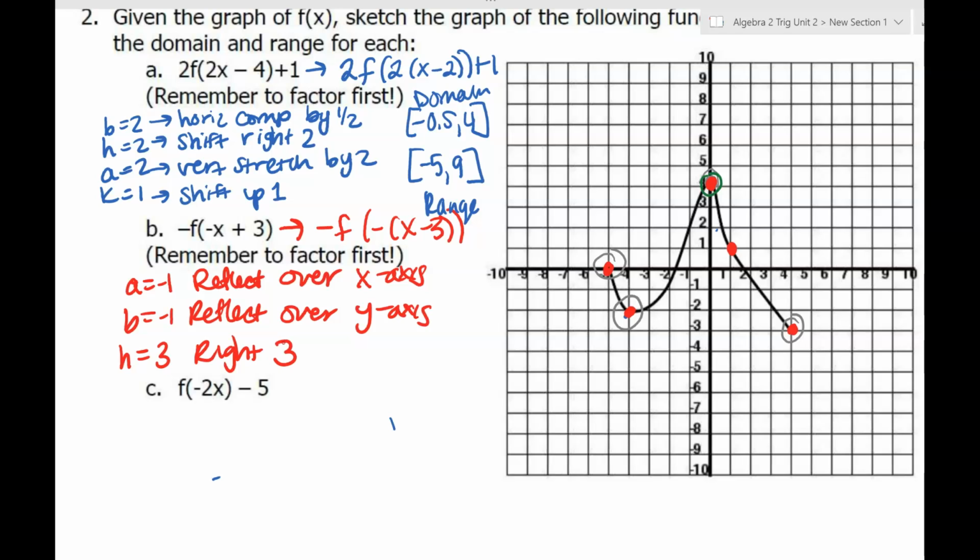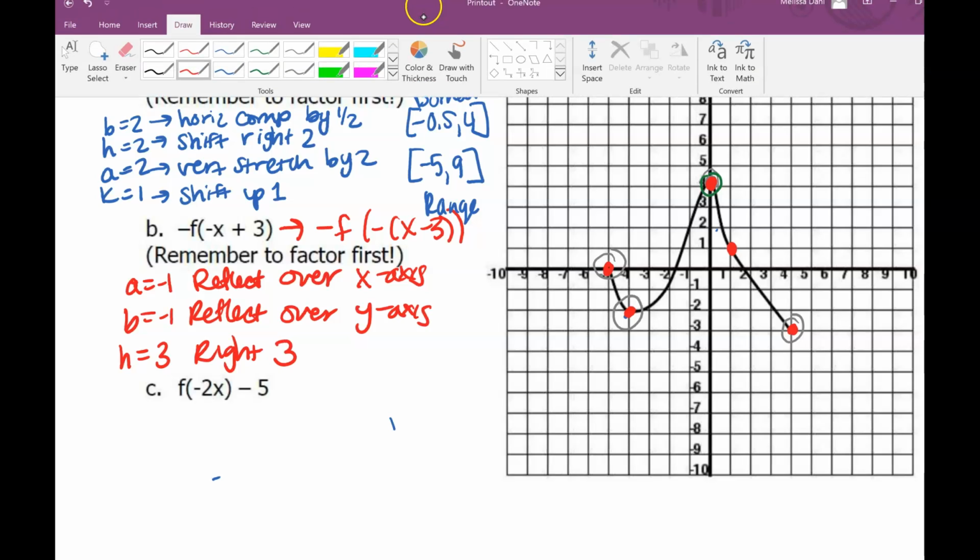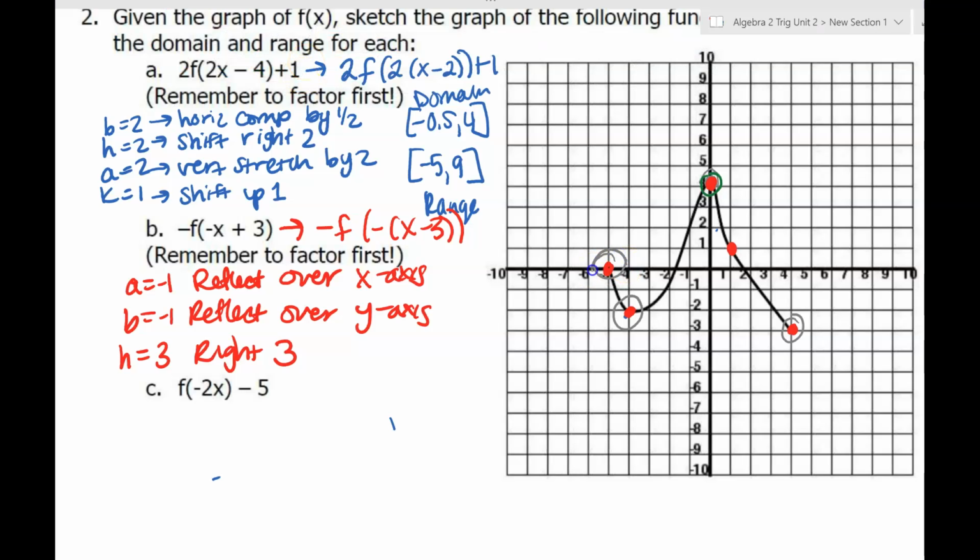So I'm going to take the points circled on the graph. I'm going to first apply the reflections. So I'm going to reflect them in both ways. So this first point, to reflect over the x-axis, it stays. To reflect over the y-axis, it would come over to positive 5. This second point, to reflect over the x-axis, it would be up here. Then to reflect over the y-axis would be over here.